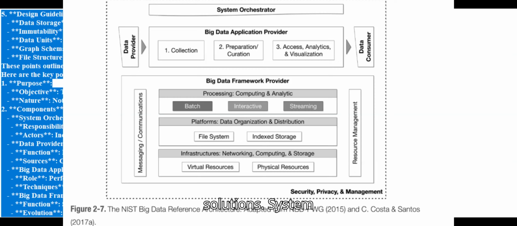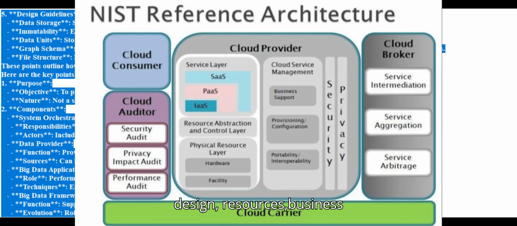2. Components. System orchestrator. Responsibilities. Manages policy, governance, architectural design, resources, business requirements, monitoring, and auditing. Actors. Includes business leadership, consultants, data scientists, and architects. Data provider. Function. Provides data through various interfaces, which may include raw or transformed data. Sources. Can be internal or external to the organization.